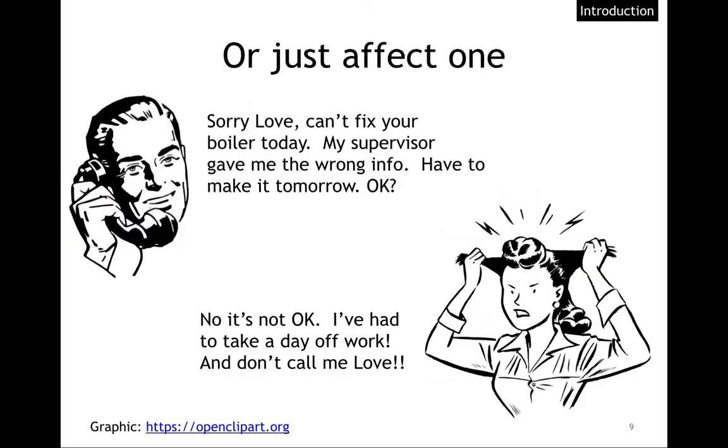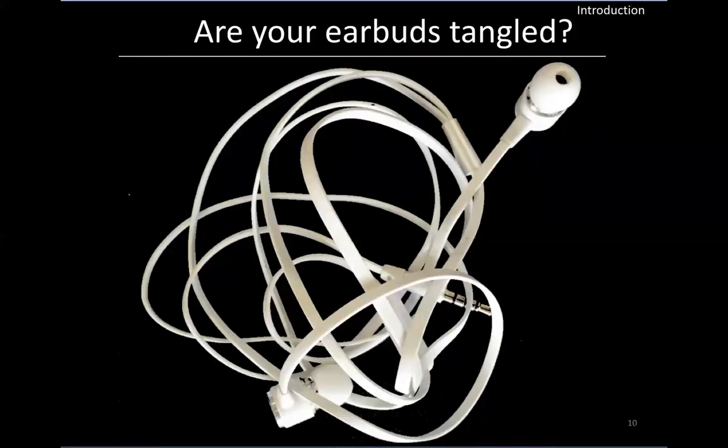Now, if a tangle just affects one person, that's the cost to them. A potential customer lost and a damaged reputation. And all tangles consume time and resources. And I believe that's a factor in UK productivity being amongst the lowest of the G7 economies. But that's another discussion. To understand why tangles happen, let's look at tangled earbuds.